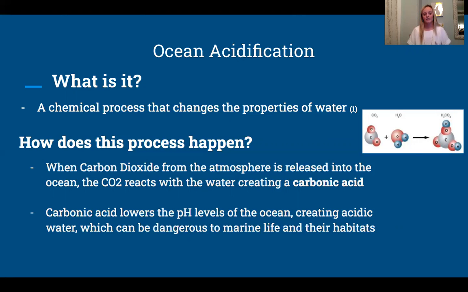So the carbonic acid lowers the pH levels of the ocean, creating an acidic water, which can be very dangerous to marine life and their habitats. When we have an acidic ocean, marine life can't function the way they normally do, and this creates a harmful environment for them. Currently, the pH level of the ocean is around 8.1, but by 2050, it can go to 8.0, which although it might not seem like a drastic decrease, has a huge effect on the ocean. A lot of animals can die and even go extinct.